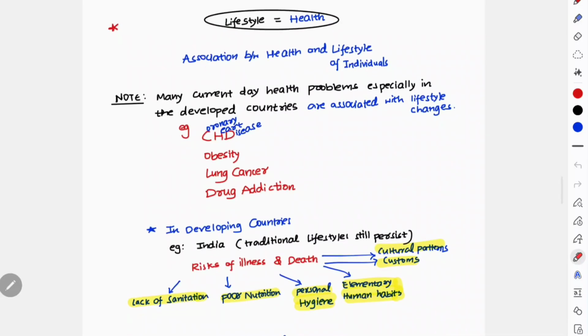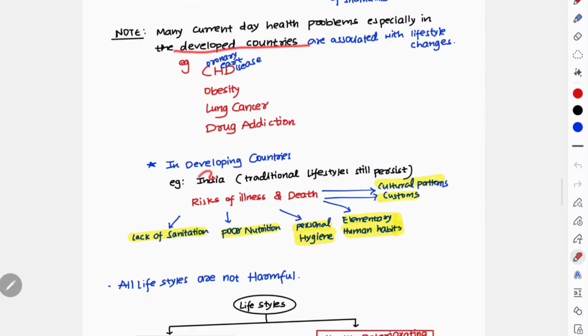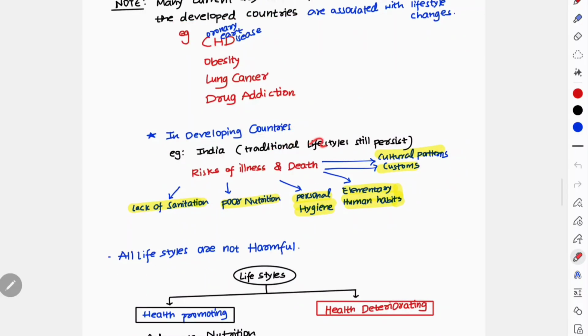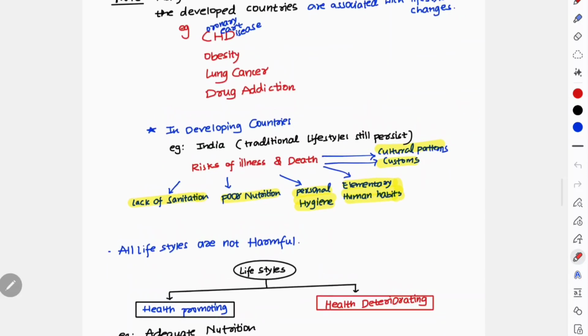It deteriorates. Note, many current day health problems, especially in the developed countries, are associated with lifestyle changes. Examples are coronary heart disease, obesity, lung cancer, drug addiction. These are all associated with lifestyle changes in the developed countries. In developing countries, for example India, traditional lifestyle still persists. So the risk of illness and death due to lack of sanitation, poor nutrition, personal hygiene, elementary human habits, customs and cultural patterns determine the health.